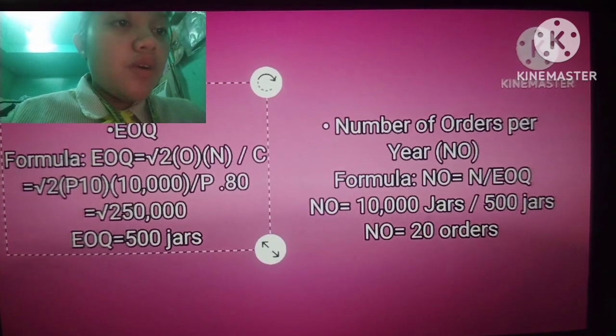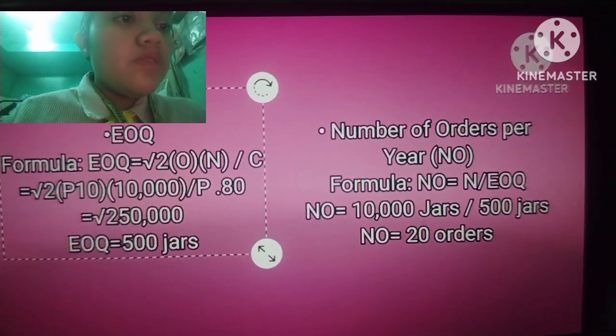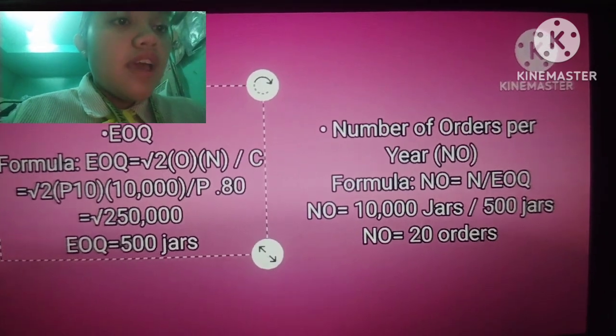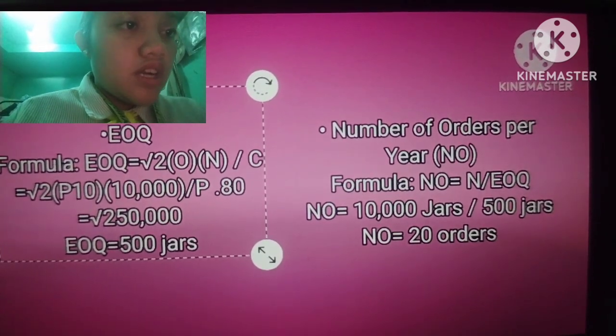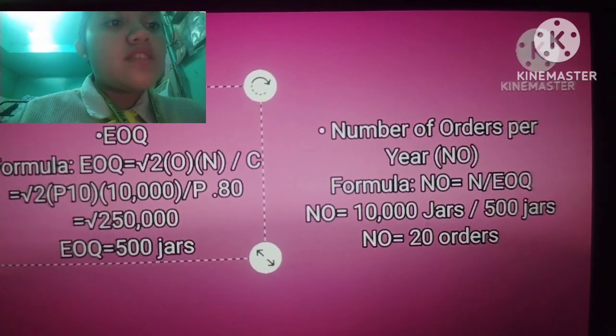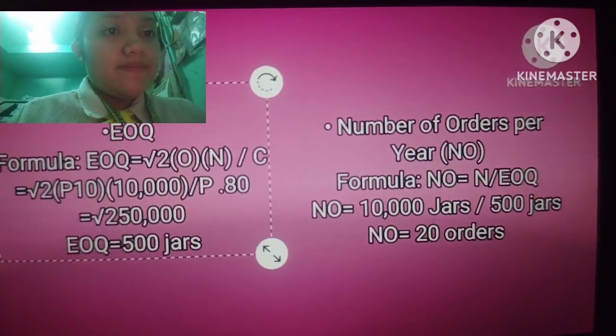Then the formula for NO is NO equals N divided by EOQ. So NO is 10,000 jars divided by 500 jars. So the total is 20 orders.